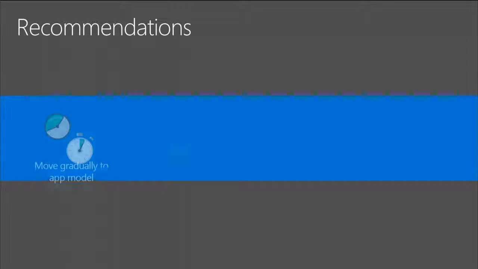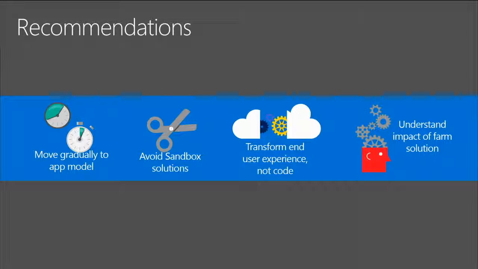So what we went through: we started with the recommendations. I started with this exact same slide. We are gradually moving to the app model. We want to gradually move there. We do, however, understand that if you want to do farm solutions, fully supported, you're absolutely fine. But start thinking about the future. Start thinking about the fact that if I implement once, it would actually work on both sides.